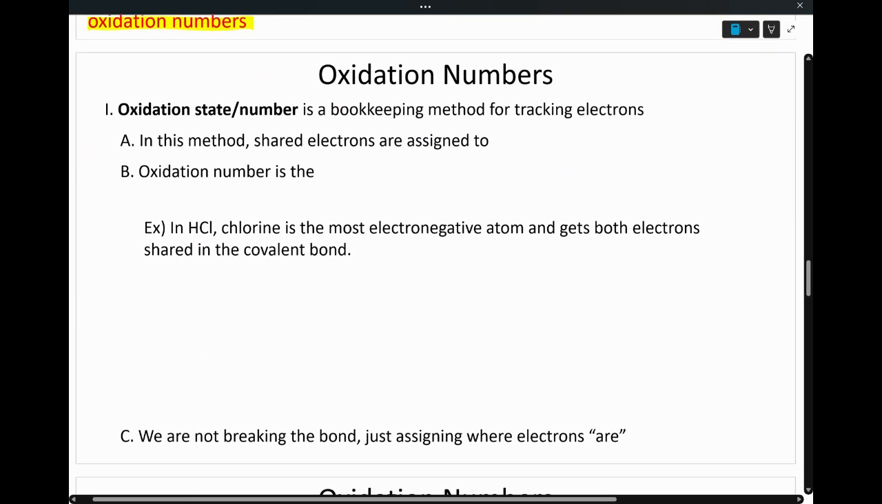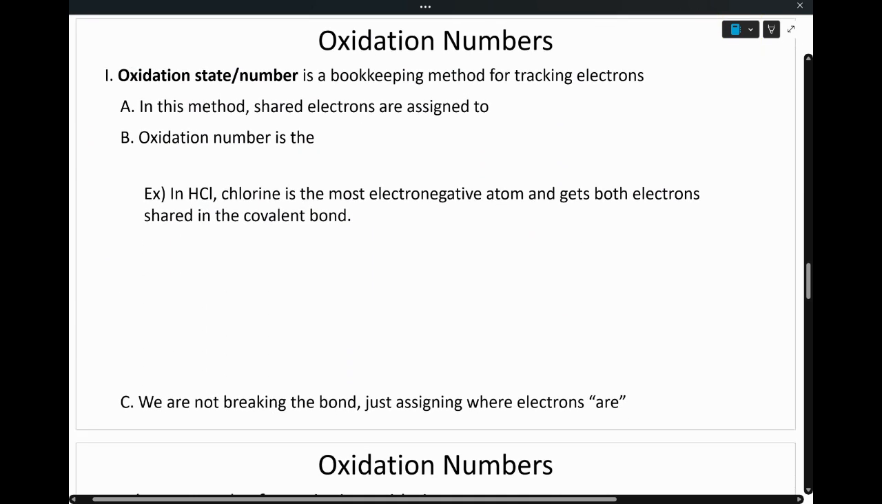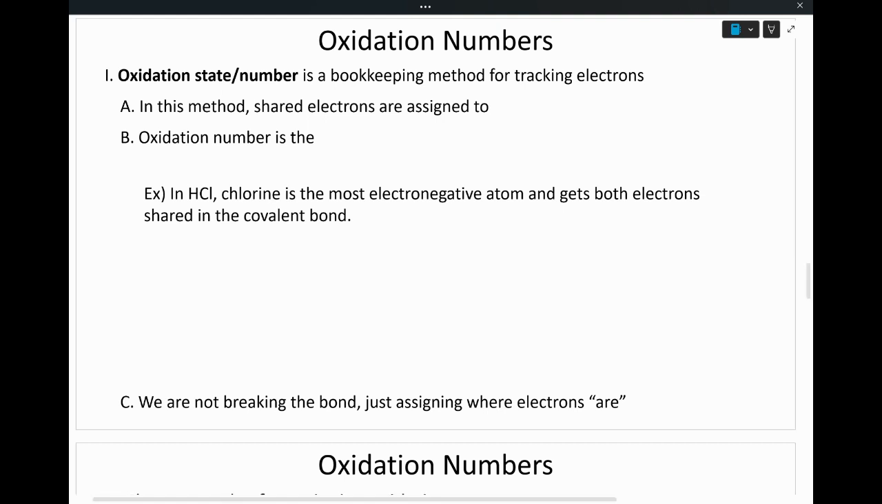So oxidation state or number, we can use each of these interchangeably, is a bookkeeping method for tracking electrons. And so in this method, like formal charge, we're introducing to you another concept. But in this method, shared electrons are going to be assigned to the most electronegative atom.